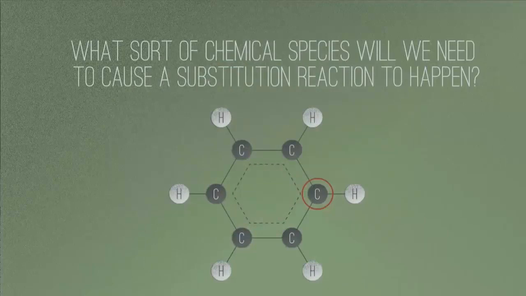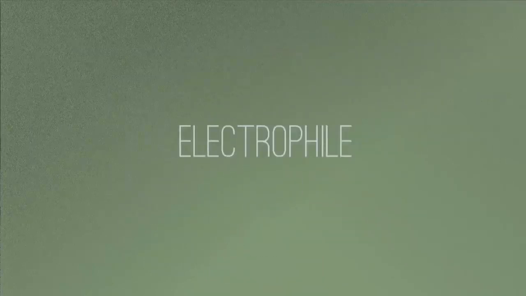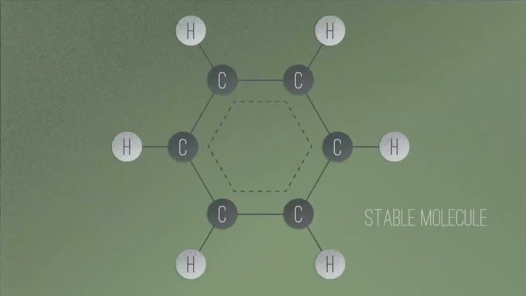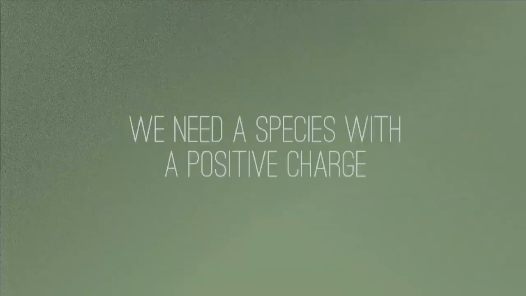The answer is we will need an electrophile, something that will be attracted to all those electrons. Benzene is quite a stable molecule as it is, so we need a strong electrophile. So a species with a positive charge is often necessary.